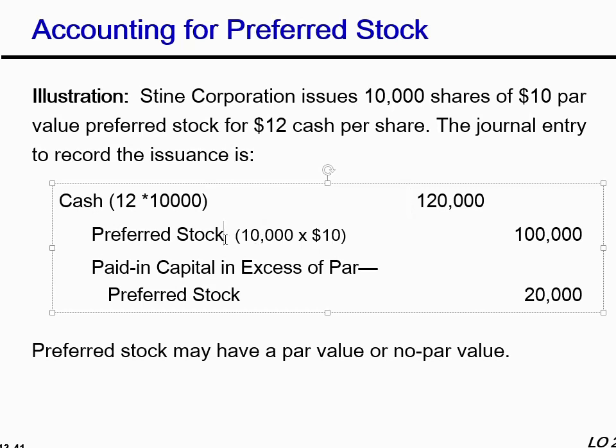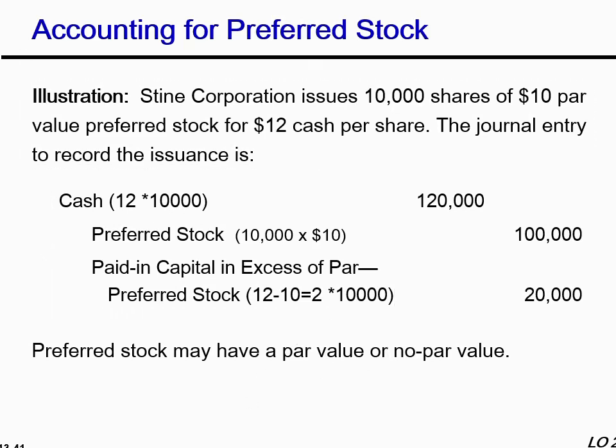Preferred stock, just like common stock, is recorded at its par value. So 10,000 shares, par value is $10, that is 100,000. So the excess is how much? 12 was the issue price, 10 is the par value, so remaining is 2, right? So 2 multiplied by how many shares? 10,000 shares. So that comes up to 20,000. Preferred stock could be par value or no par value. So the same treatment as the common stock will be done for the preferred stock.